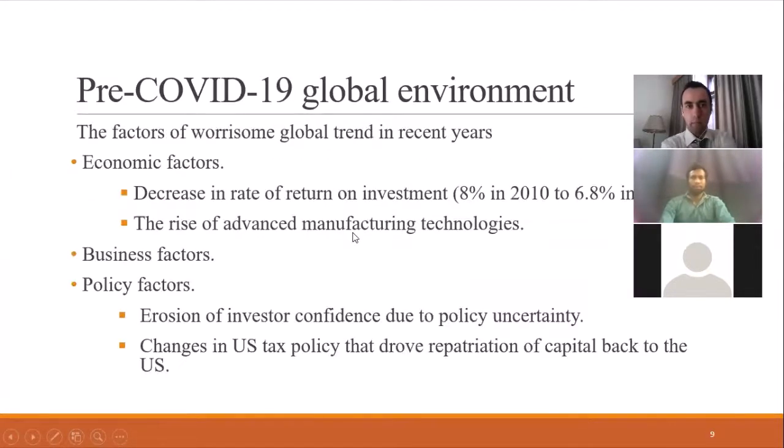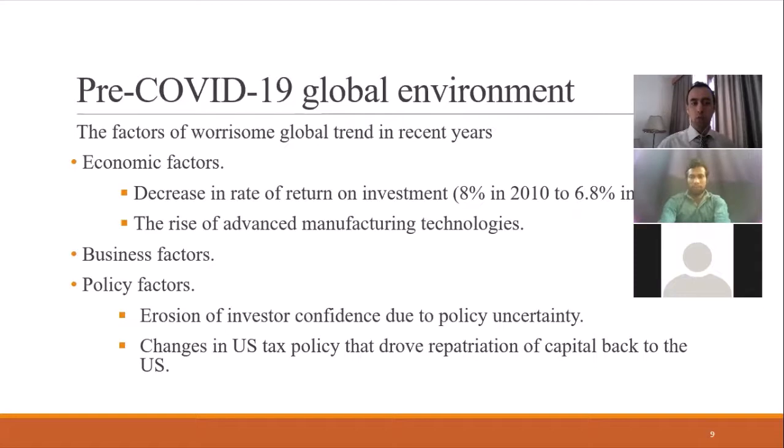Factors of the worrisome global trend in recent years are three: economic factors, business factors, and policy factors. Economic factors include a decrease in the rate of return on investment from 8% in 2010 to 6.8% recently, and also the rise of advanced manufacturing technologies. These manufacturing technologies are those automation technologies that I already mentioned that can replace the workforce and increase the unemployment rate.